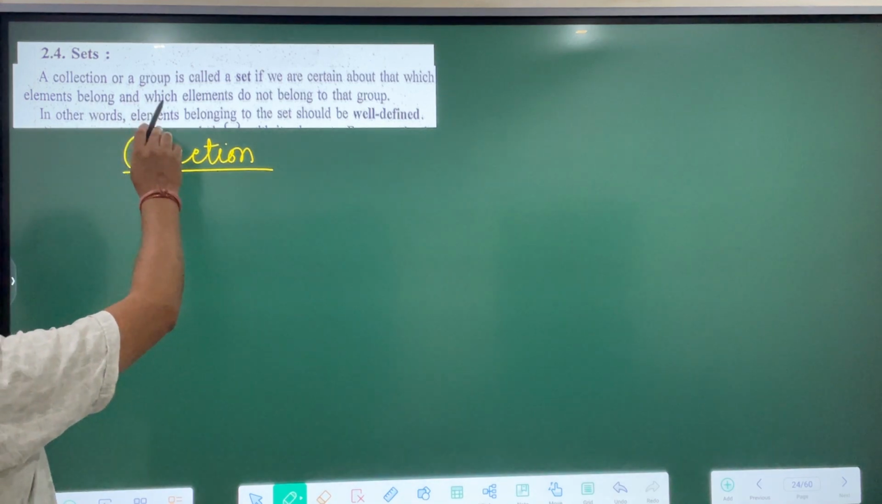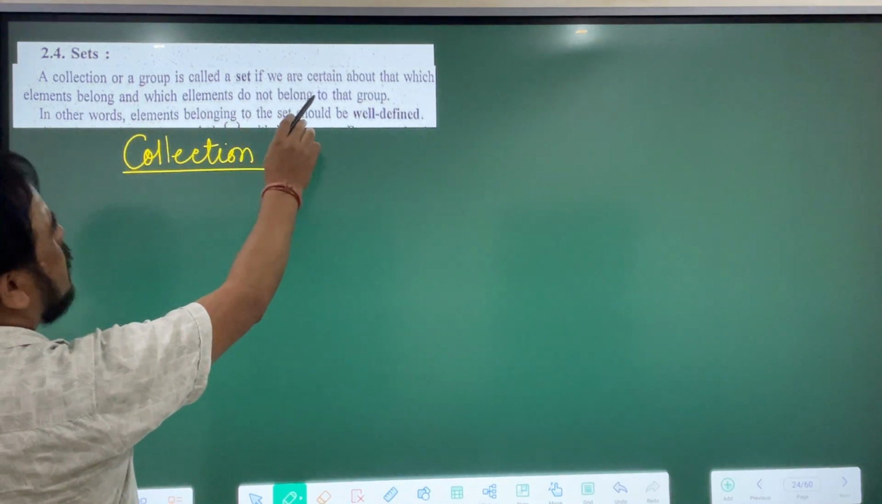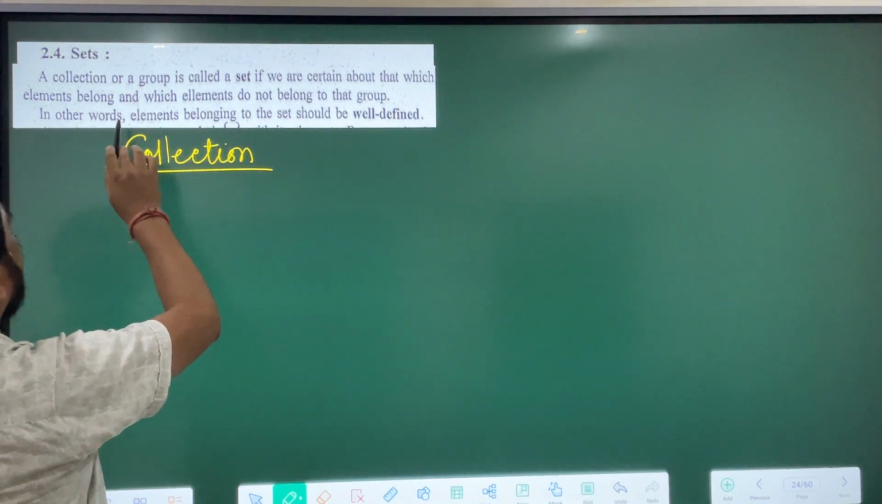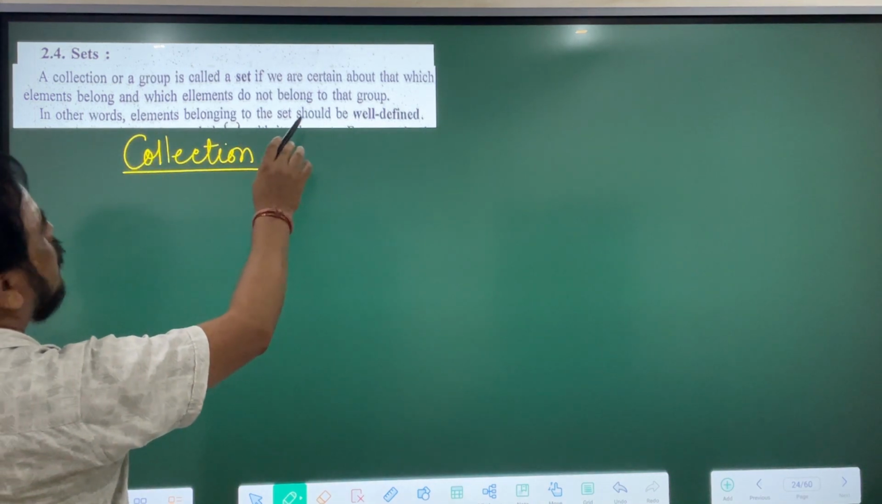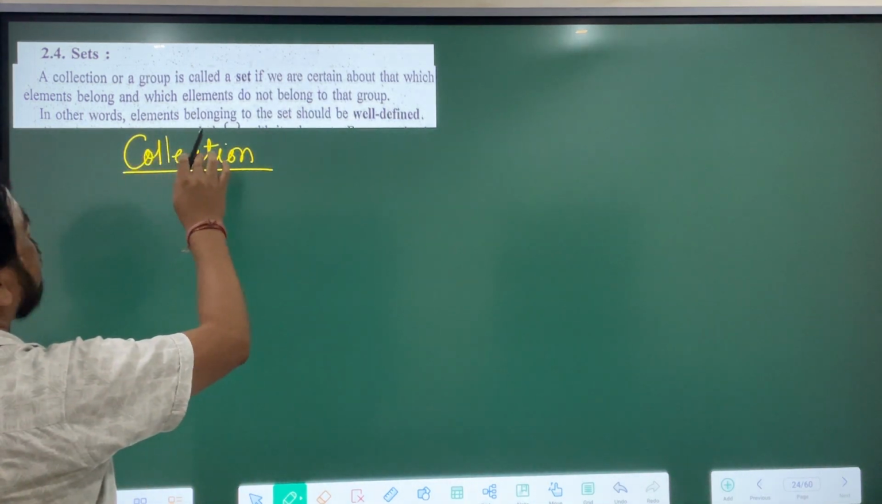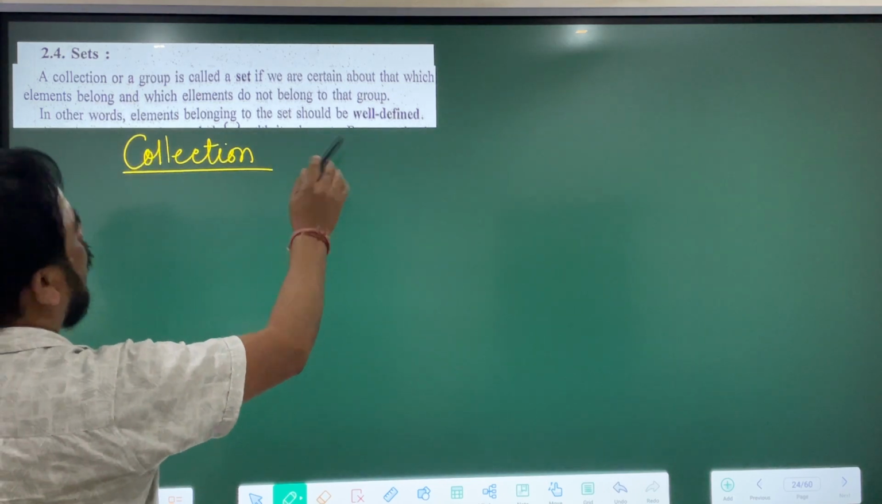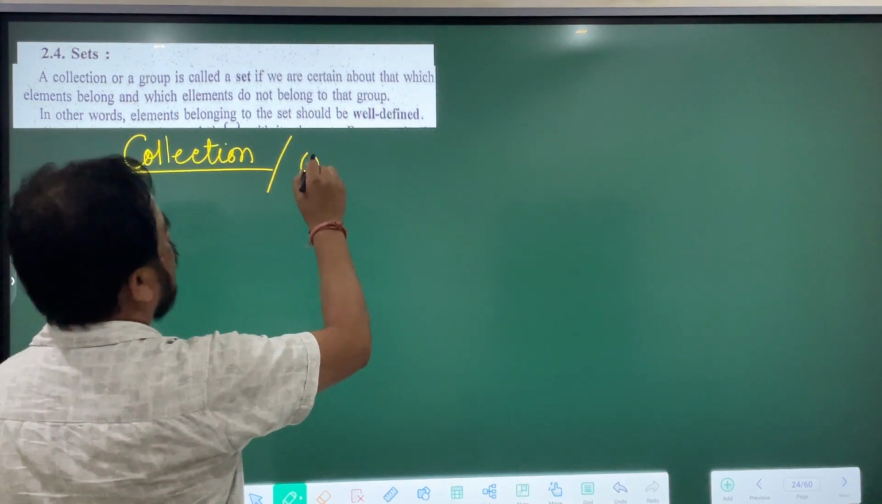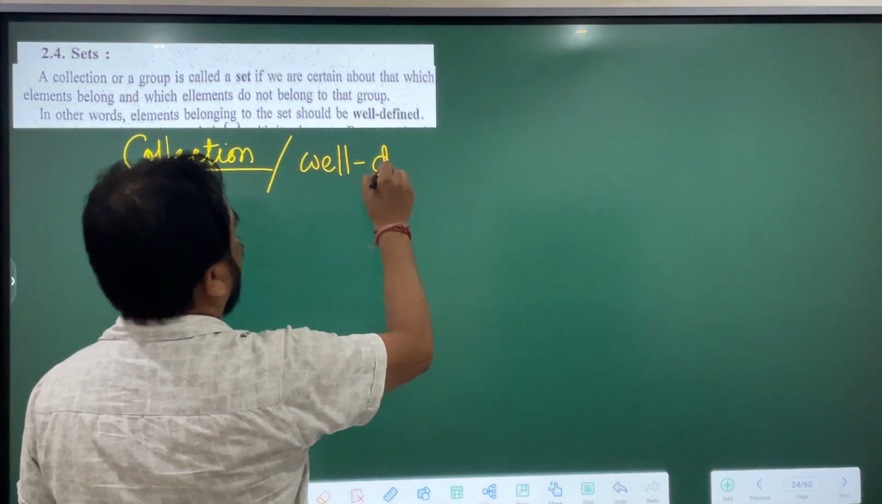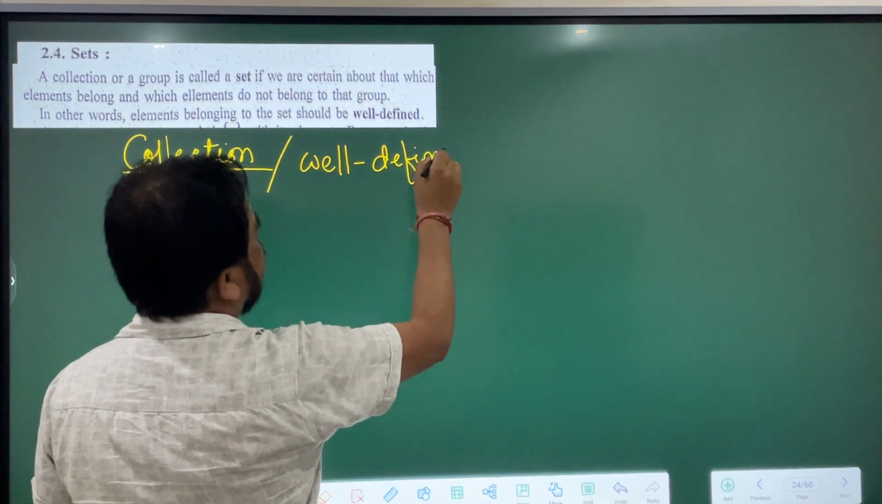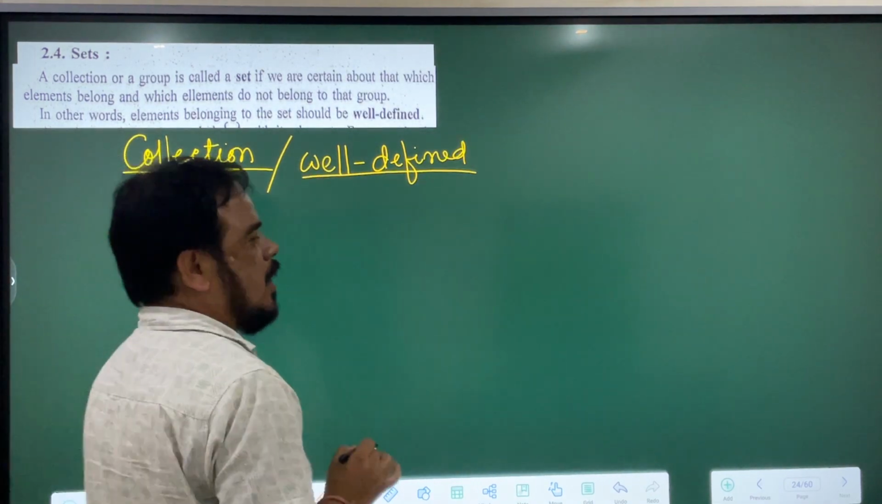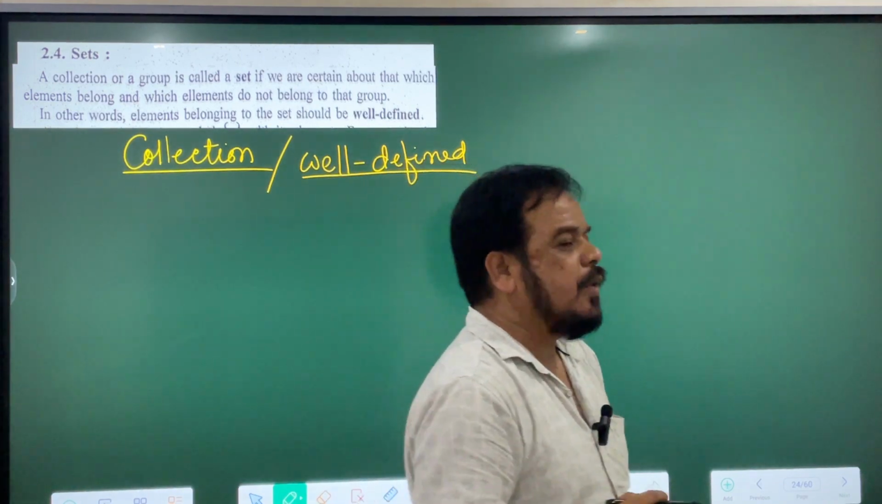A collection or a group is called a set if we are certain about which elements belong and which elements do not belong to that group. In other words, elements belonging to the set should be well defined. So the main important part is that it is well defined. Whatever collection we make, that must be well defined.